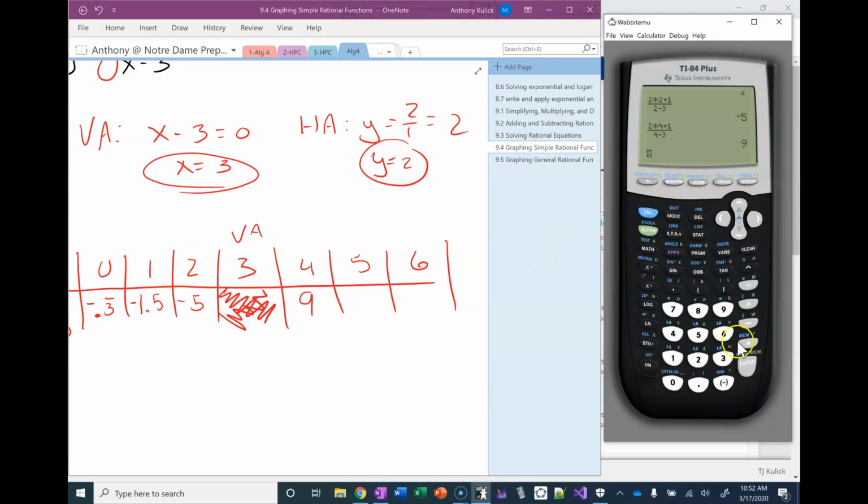Now I'll change my 4s to 5s. So that's going to be 5.5. And then I'll change my 5s to 6s. And 13/3 is 4.3 repeating.